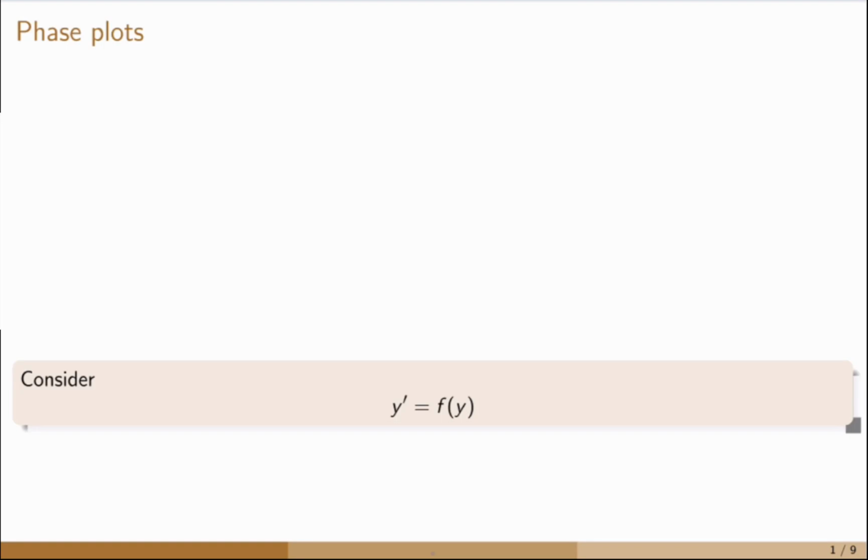In this video we talk about phase plots. Phase plots for autonomous differential equations of this form, y prime equals f of y. So this is an autonomous differential equation.